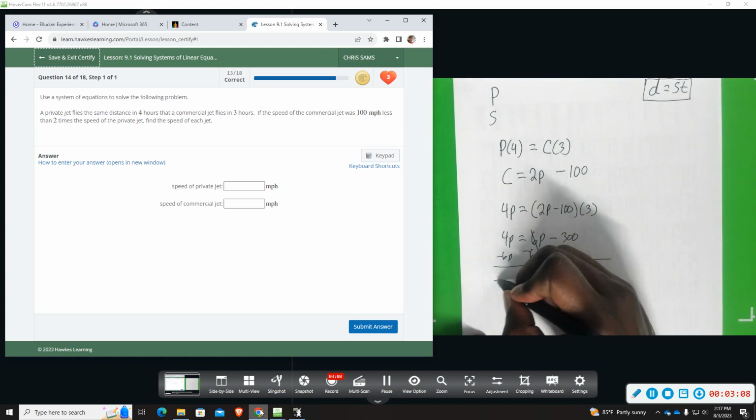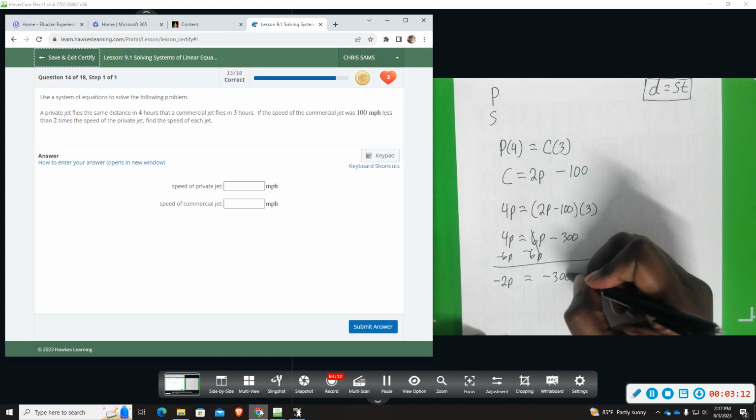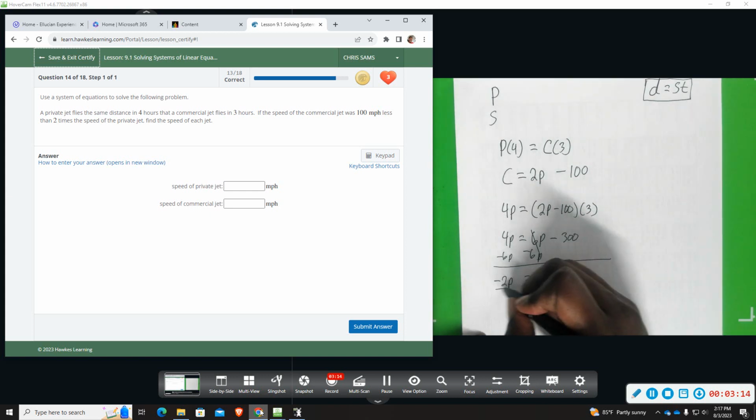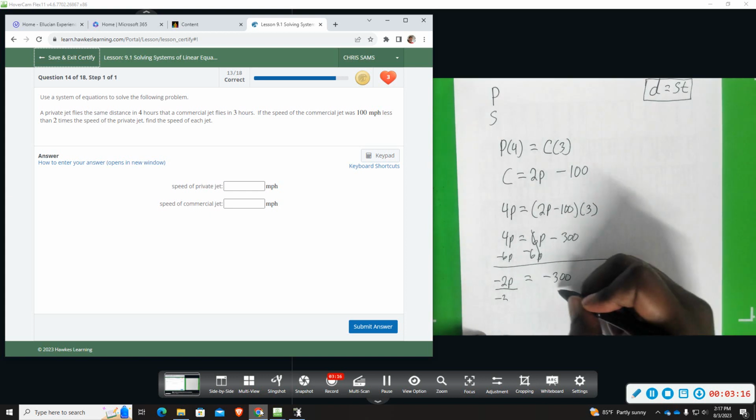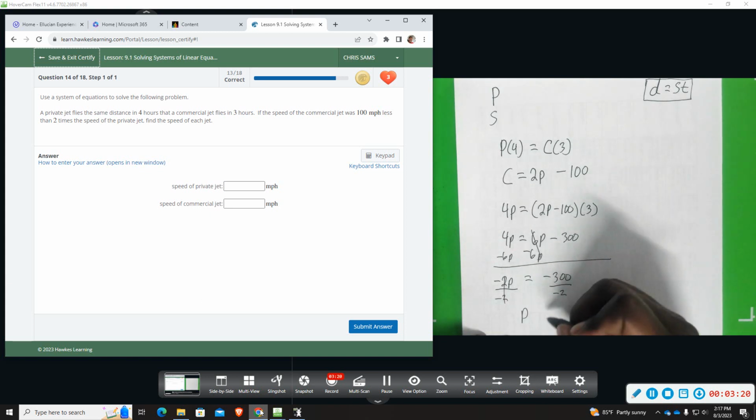Subtract 6P to move the P's together. That will give us negative 2P equals negative 300. And then finally divide by negative 2. And we get the speed of the private plane is 150 miles per hour.